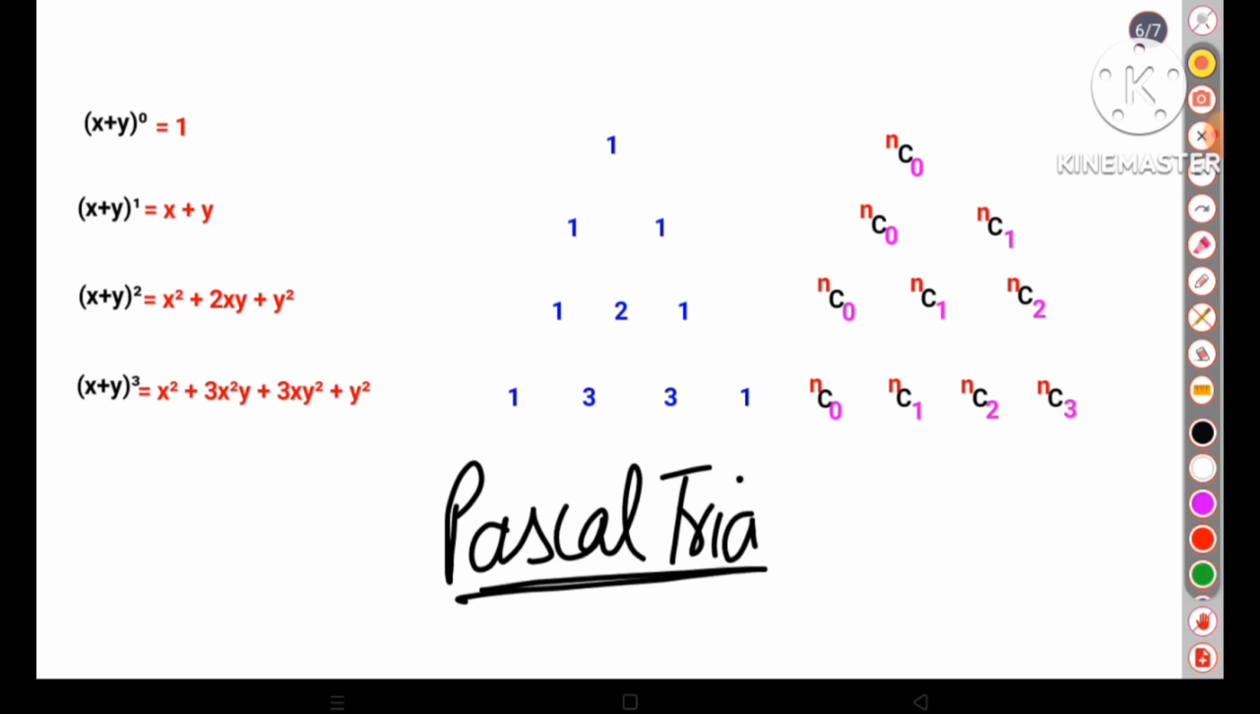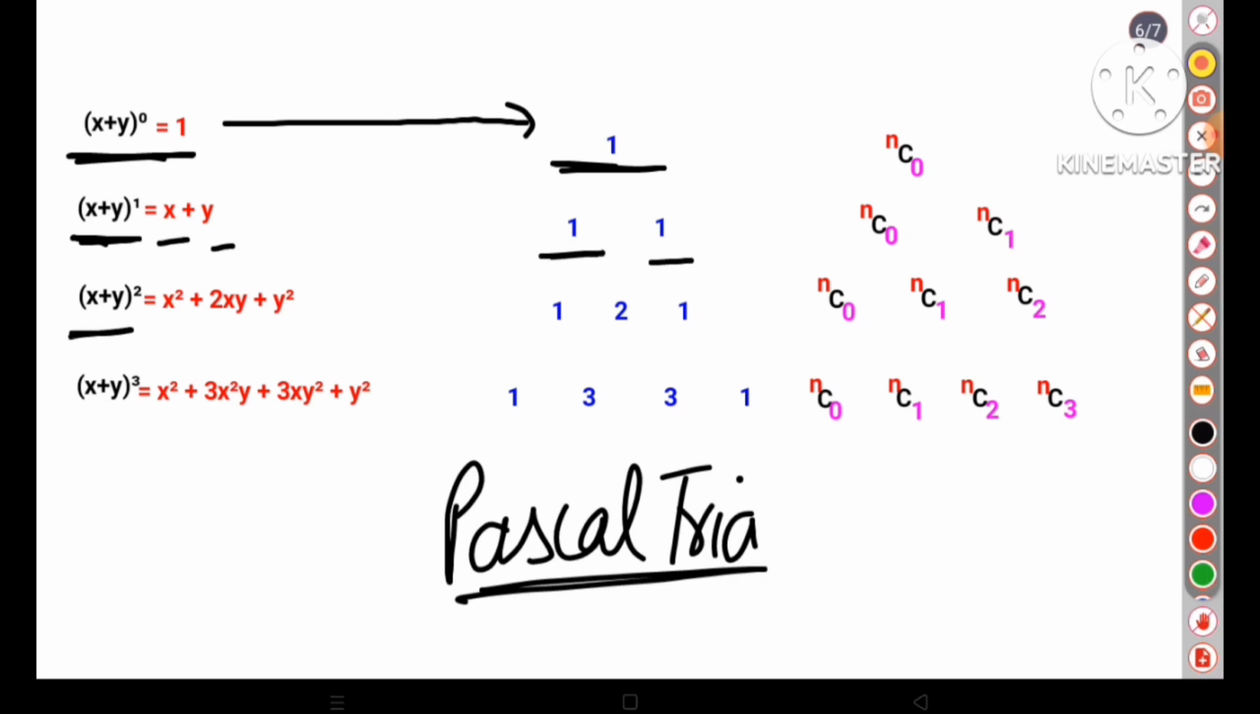To understand the Pascal triangle, we again observe these expressions. That is, (x plus y) raised to the power 0 is equal to 1. The coefficient here is equal to 1. Similarly, in this expression, the coefficients of x and y are 1 and 1. And in this expression, the coefficient of x squared is 1, the coefficient of xy is 2, and the coefficient of y squared is 1. Similarly, in this expression, the coefficients are 1, 3, 3 and 1.